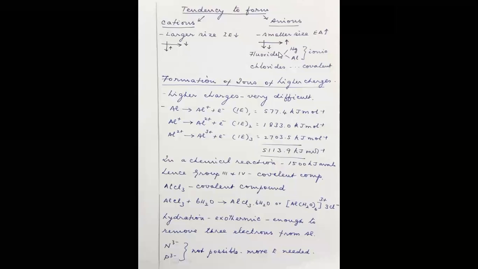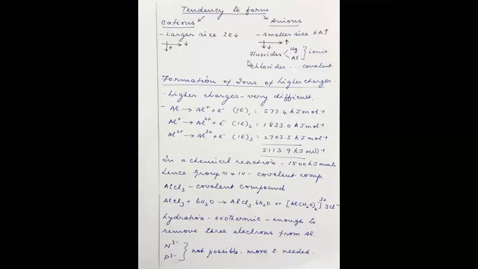So look here, at the same time, anions: if the size is smaller, then electron affinity is higher. When electron affinity is higher, it has a greater tendency to form anions. So when you move from left to right in the periodic table, the tendency increases. When you move down the group, the tendency decreases.